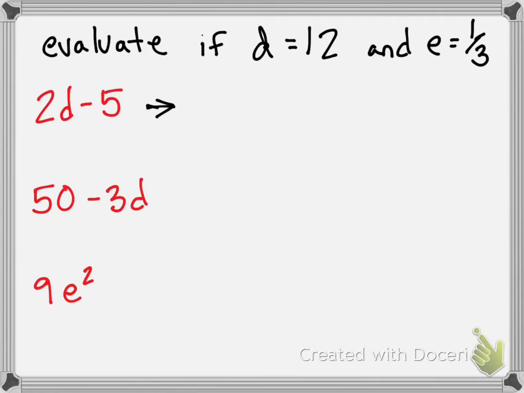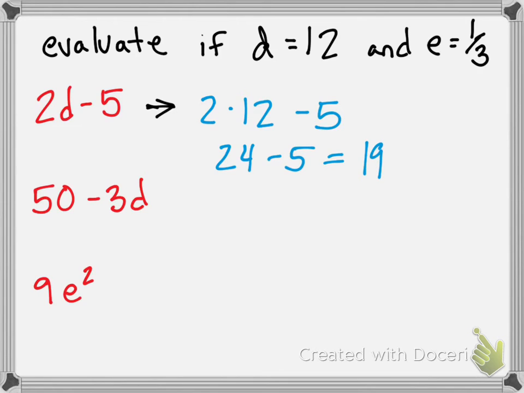Okay, so first, the D is 12. So what I did is I multiplied 2 times 12, I got 24. Perfect. And then we take away that 5, and we get? Perfect. It is 19. Excellent.